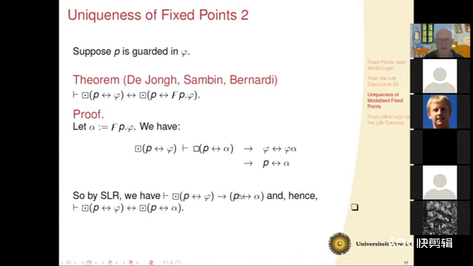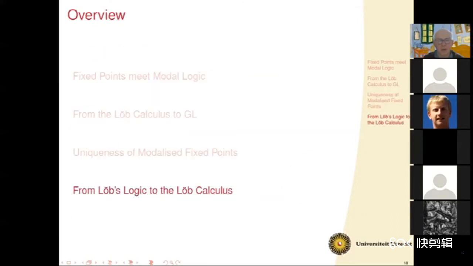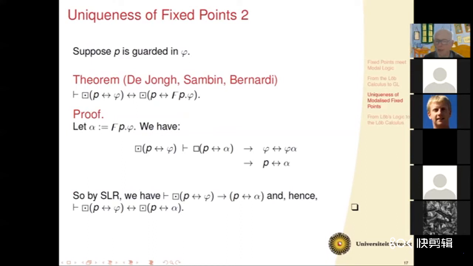So that's simple. And now in the other direction, if we have box dot P if and only if alpha, then because we have the fixed point, we also have box dot alpha if and only if phi alpha. And so by the fixed point equation, we get this, right? So that's also an elementary exercise in modal logic. And I would ask the students to try to do that at home. It's quite simple. Okay, maybe this is a good point to see whether there are questions.